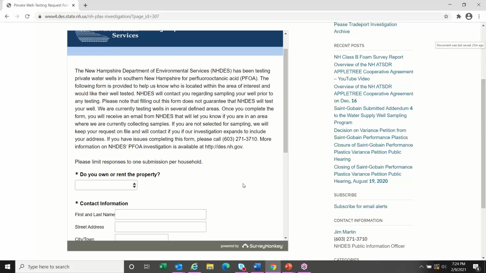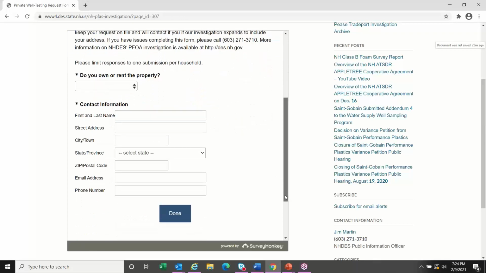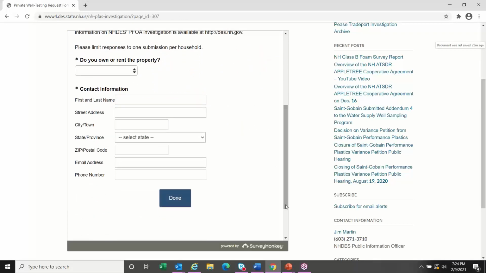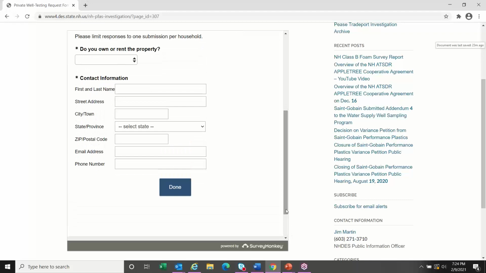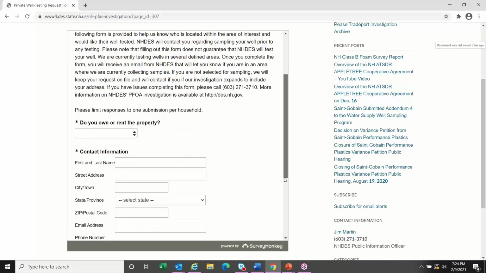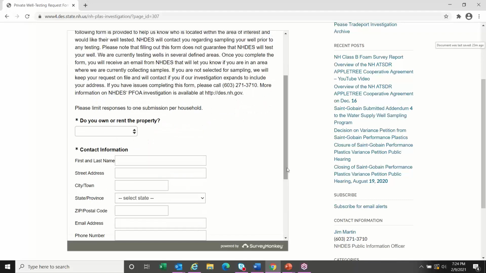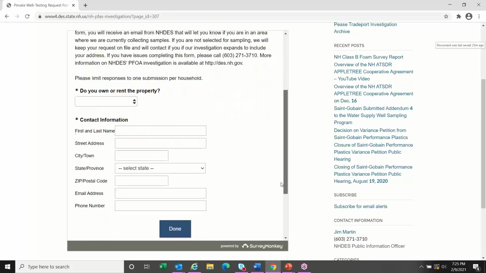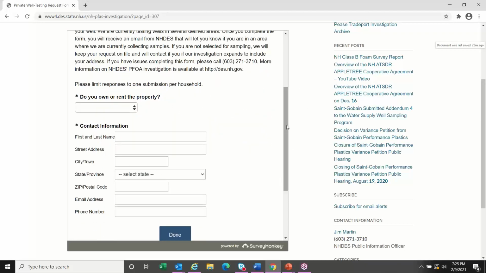But if you're not selected for sampling, they'll just hang on to your information in the event their investigation expands to an area that includes your address. So, you know, it doesn't hurt, if you're worried about PFAS, or if you're in an area where there've been issues, this is a form you could fill out and possibly get your well sampled for it.